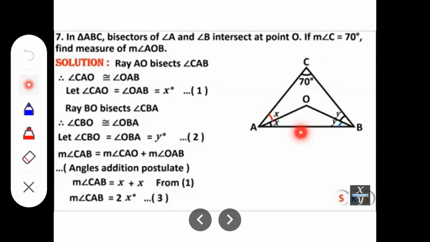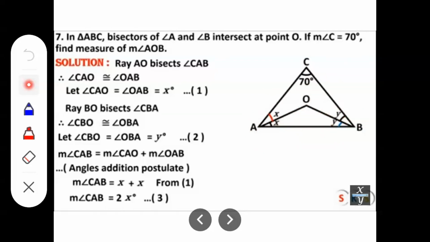See the diagram. Triangle ABC is given. Okay, I will explain this in short. Triangle ABC is given. The value of angle C is given, 70 degrees. Okay, and AO is the bisector of angle A, and BO is the bisector of angle B.